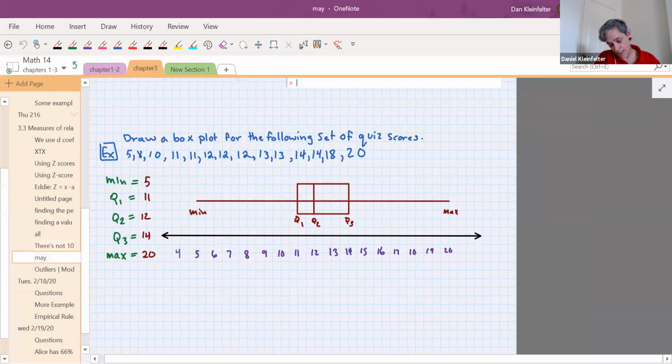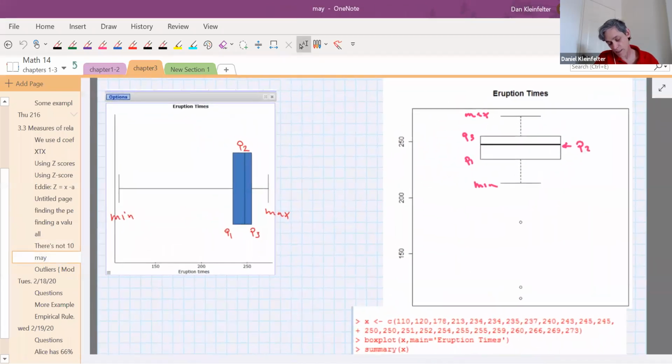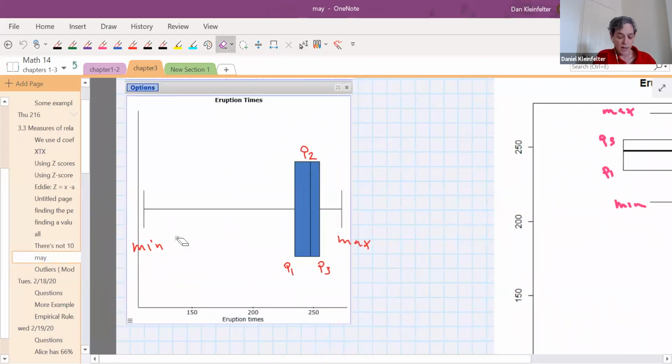I wanted to show you an example of that. These first couple are generated on the computer. For this one I used StatCrunch. The minimum and maximum are shown here, and then Q1 and Q3 are as indicated. This one was the eruption times for the Yellowstone geyser that we saw in our last lecture.